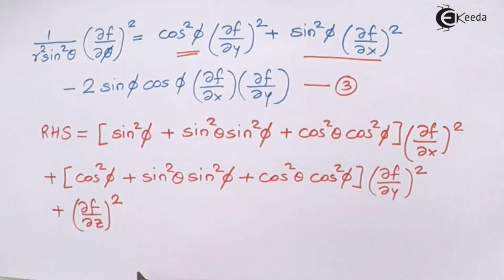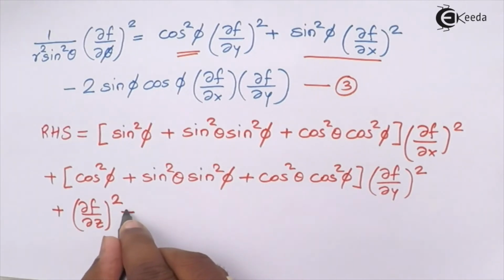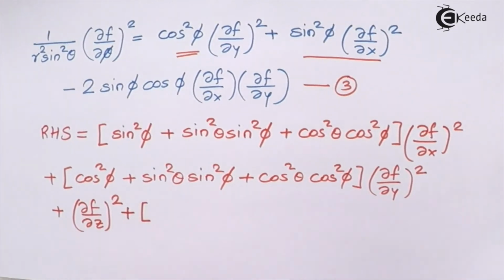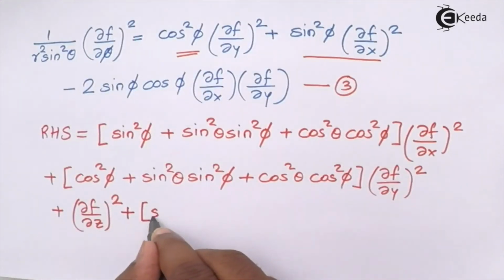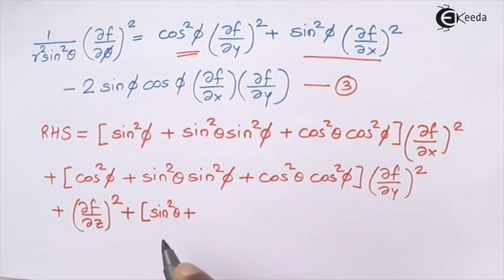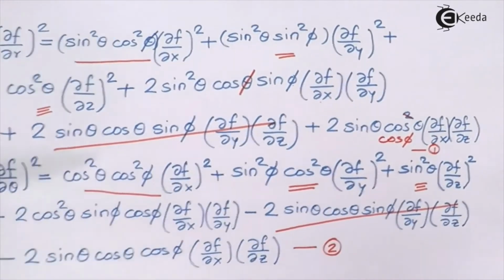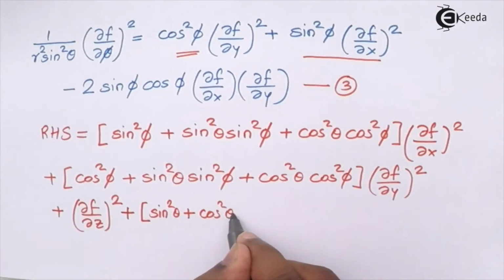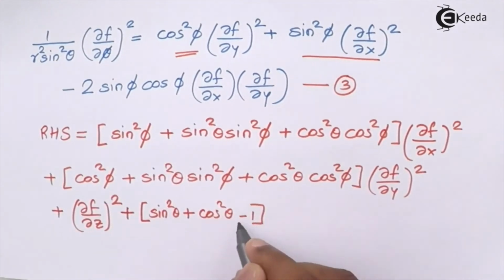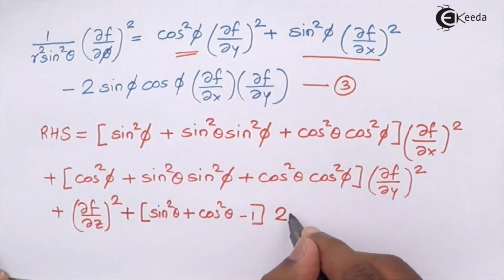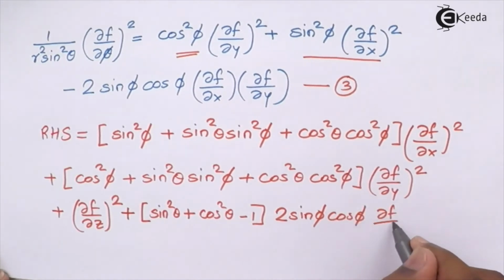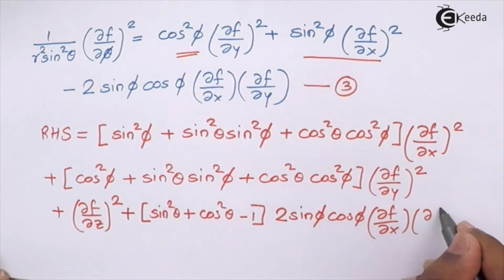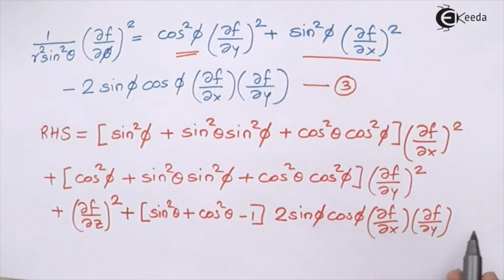So guys, here we'll write it down. So it is plus in bracket. From here only sin²θ will remain, so I'll write down sin²θ plus, from here cos²θ will remain, so plus cos²θ, and from here only minus 1 will remain. And remaining terms are outside. So common terms are 2 sin φ cos φ ∂f/∂x and ∂f/∂y. So guys, these terms we have taken common and the remaining terms we have written inside the bracket.